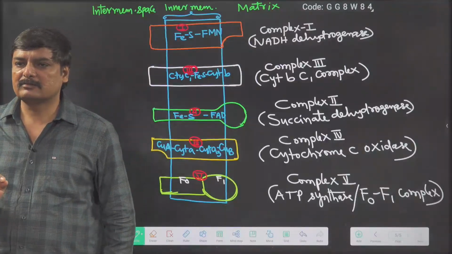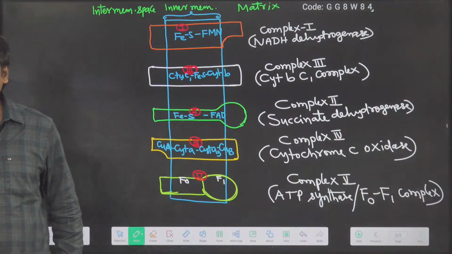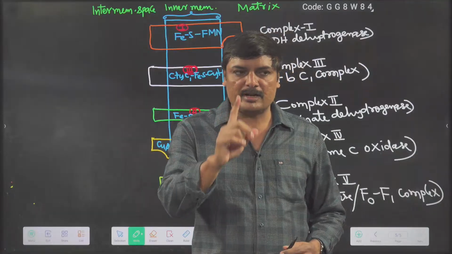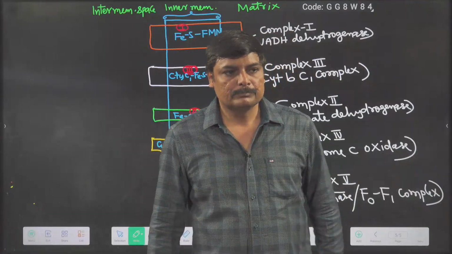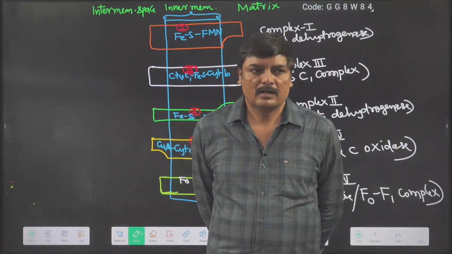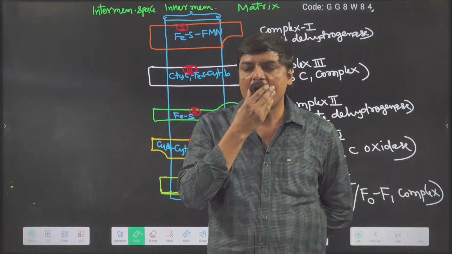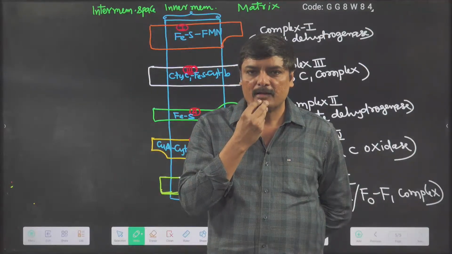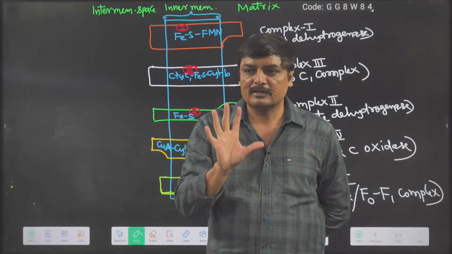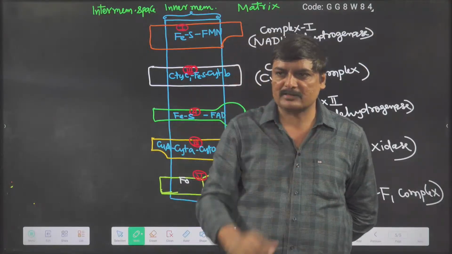First complex is commonly called the gateway of electron transport. ATP is synthesized in the 5th complex. Only protons are transported, but not electrons, in only one complex, that is the 5th complex.